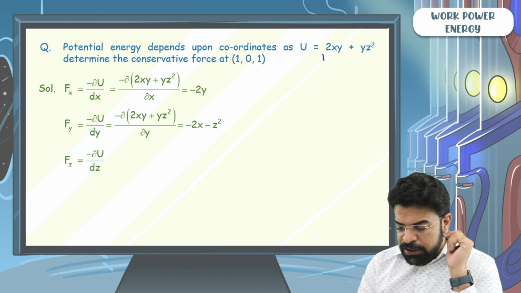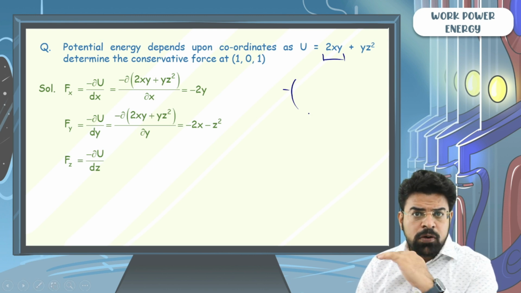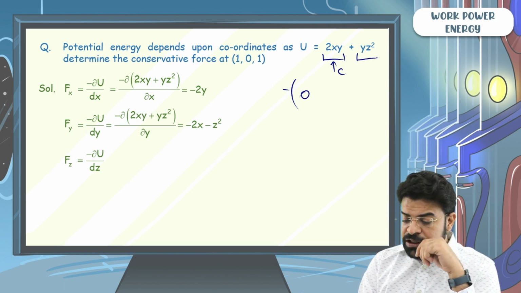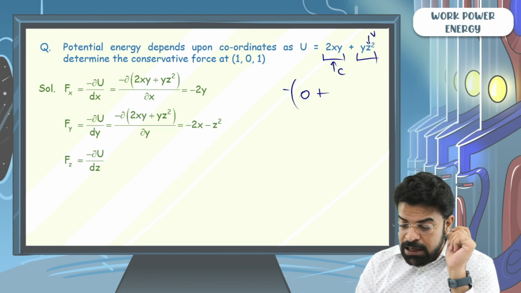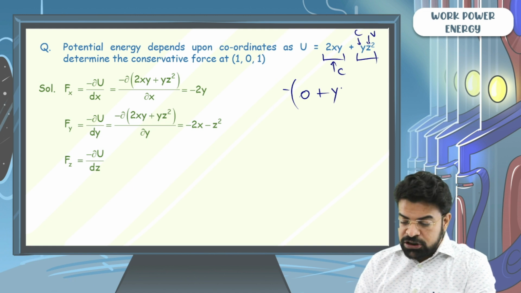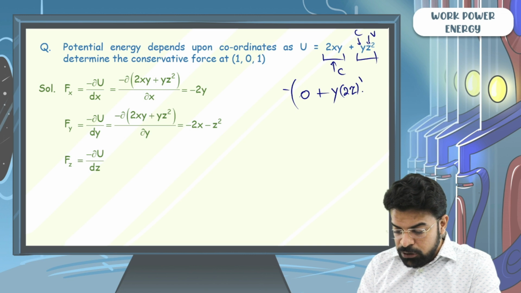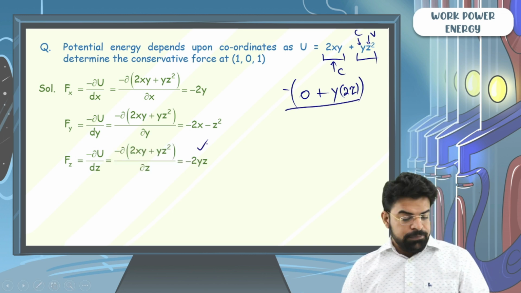So when I differentiate this first function with respect to z, there is no z. The whole function is a constant and the differentiation of a constant becomes 0. When we differentiate the second part, yz square, we will treat z as the variable and y as the constant. So take the constant, which is y, out of the differentiation. Differentiation of z square, beta, will give you 2z. So what you get here is minus 2yz.